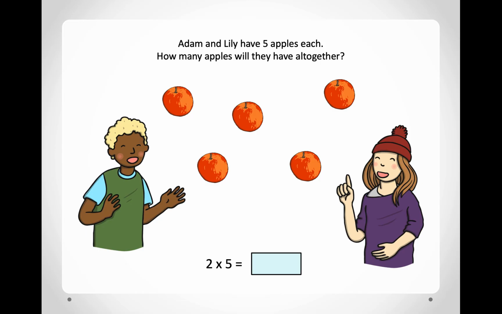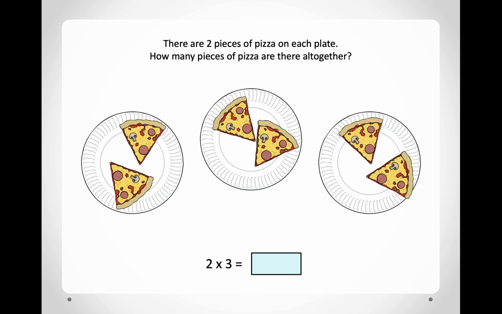Okay, multiplication. Here, Adam and Lily have 5 apples each. How many apples will they have all together? Okay, so there's 5 for Lily and 5 for Adam. Now we will use 2 because there are 2 people and each of them have 5. So we will say 2 times 5. Okay, 1, 2, 3, 4, 5 and 6, 7, 8, 9, 10. So Lily and Adam have 10 apples all together.